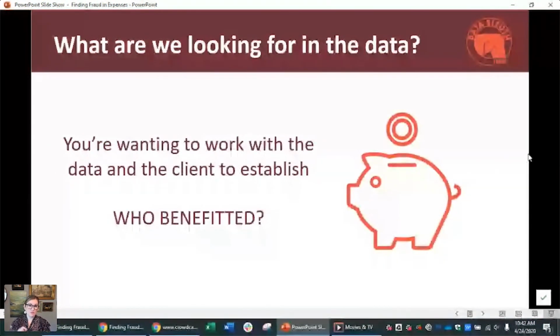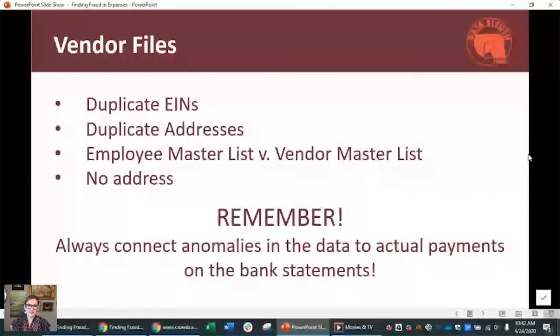A lot of times we do this by working with the client and the attorney, because the client knows their story, but we know data. So we can put all of this data into a format that the client can easily digest, and we can work together to identify: this is a normal business expense and this is not.